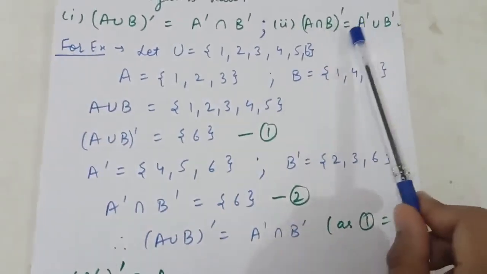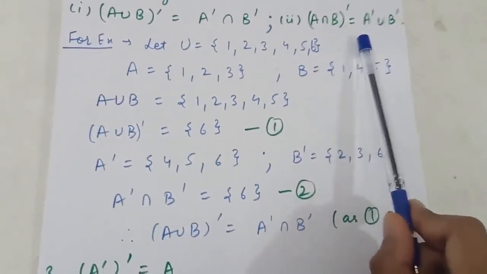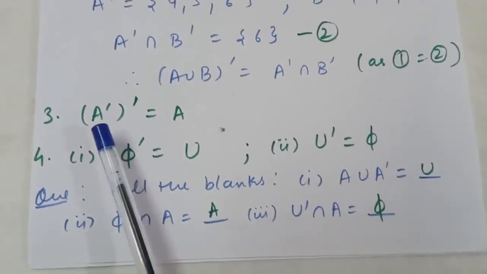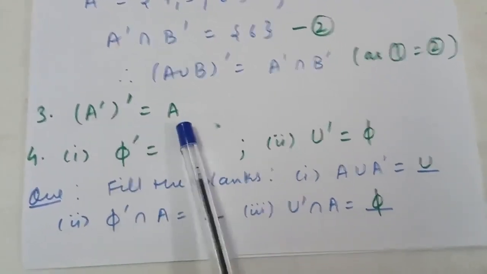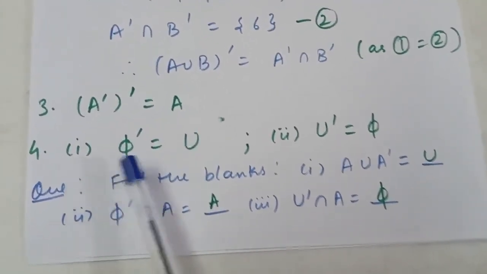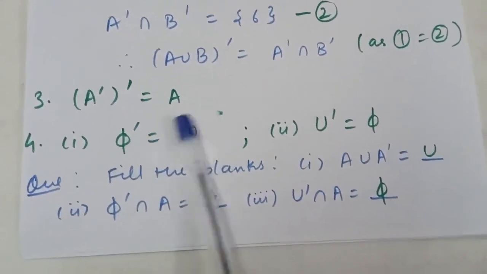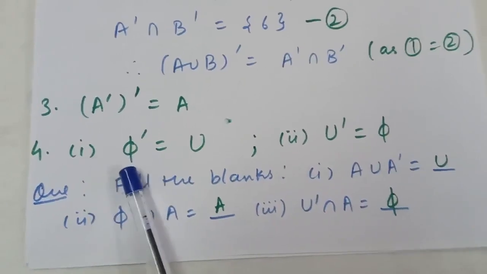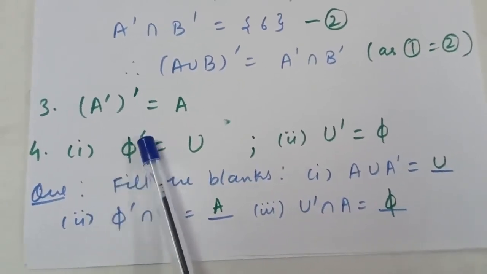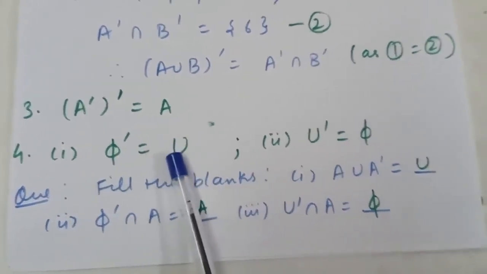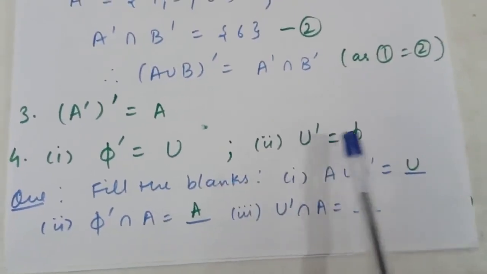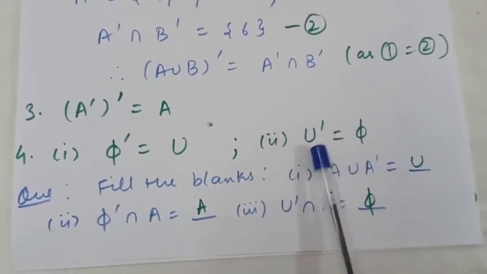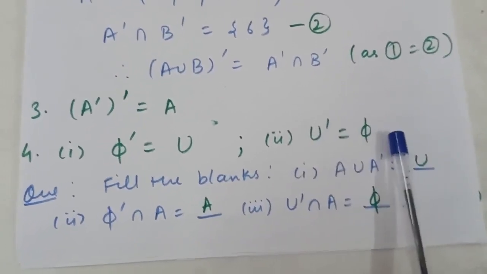You can similarly take an example for the second part by yourself. Now we have done earlier that complement of A complement is A. Next is phi complement is universal. Why? Because phi includes nothing. Phi has no element. This is an empty set. Its complement will be the complete universal set. And universal complement is phi. Why? Because the universal set includes all the elements. So its complement will be an empty set.